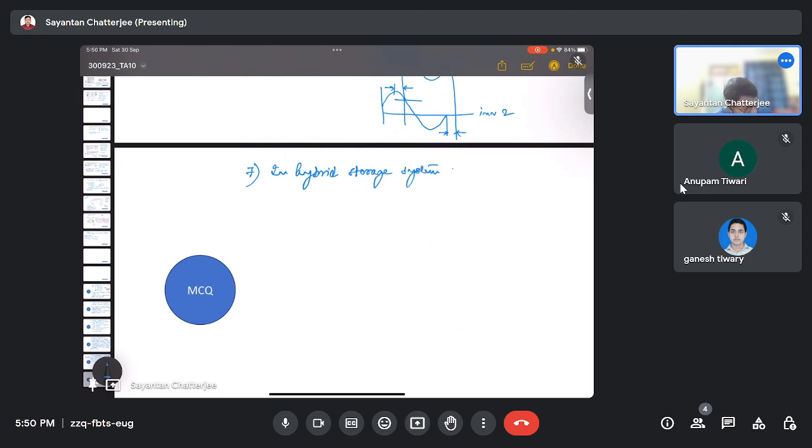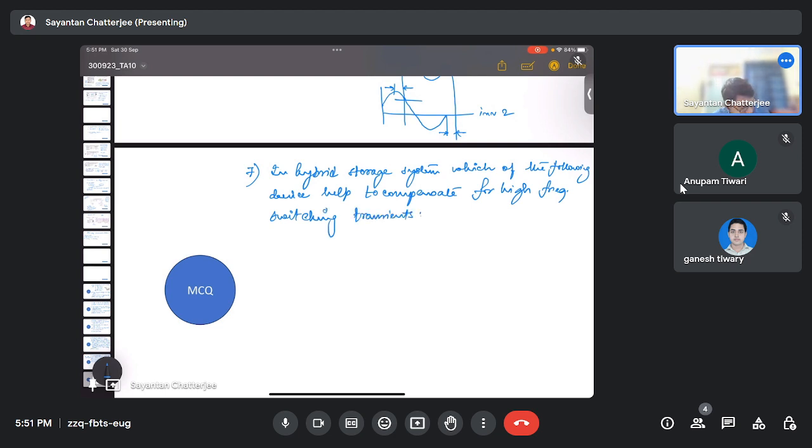Hybrid system. B, supercapacitor. Yes, yes.